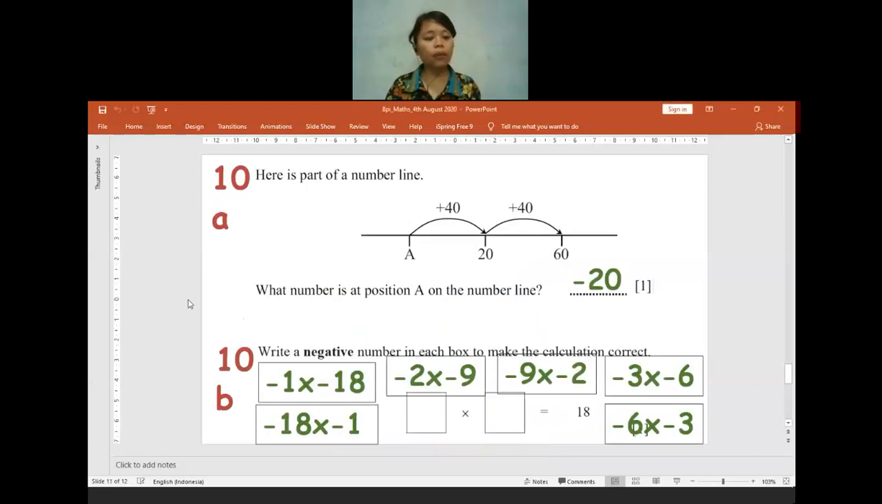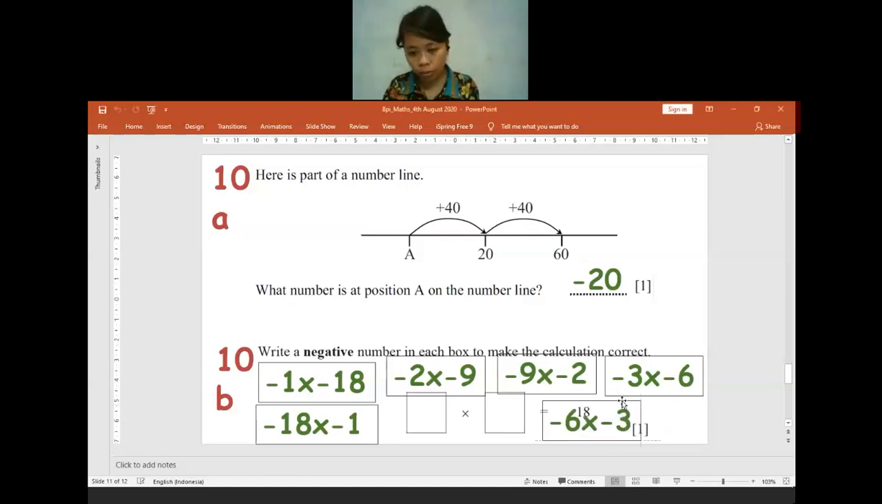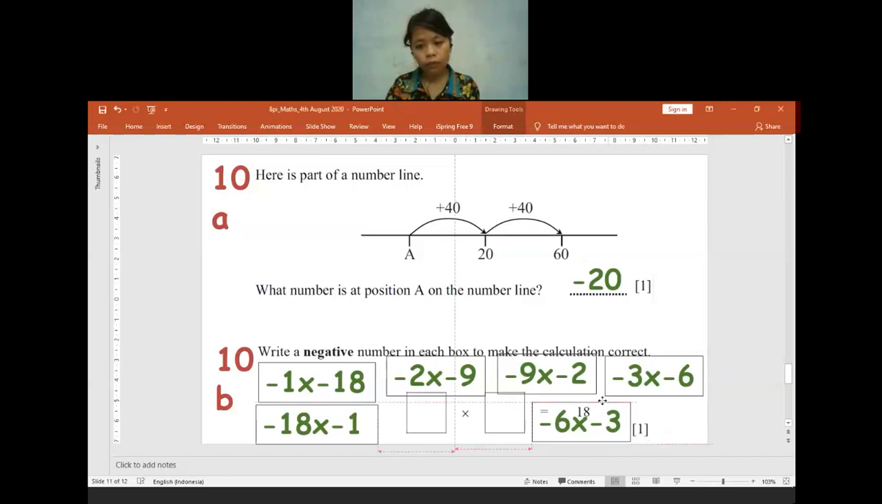Like this. So for question 10a, if you write negative 20, it is correct. For question 10b, the mark is 1. Later the answer can be any other answer, up to you. Okay, is it visible now for the marks? So for 10b, it will be only 1 mark. You have to make sure that the number in each box has to be negative, and when you multiply them, it will equal 18.